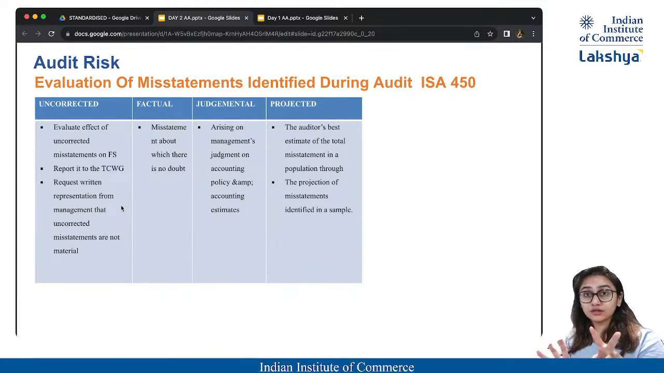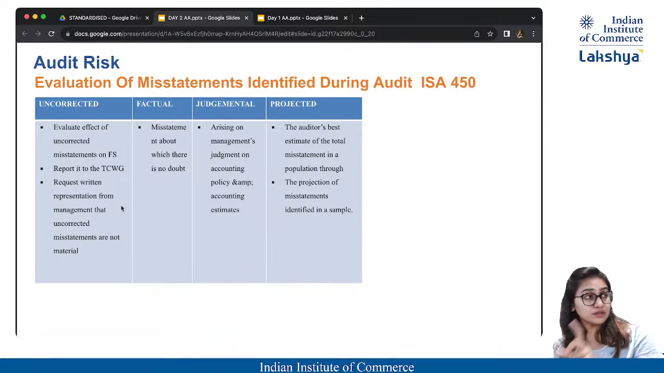Similarly, the auditor, of all the misstatements that he has identified, feels that this is a very important misstatement and that needs to be projected, that needs to be highlighted. So projected misstatement is the auditor's best estimate of the total misstatement in the population. Best estimate. This is the maximum misstatement that can happen, and the auditor wants to highlight it or project it.